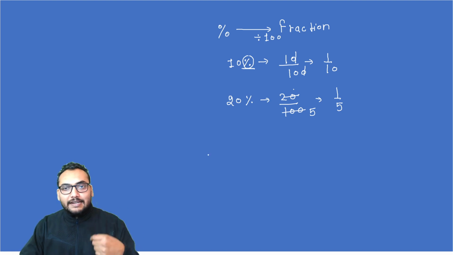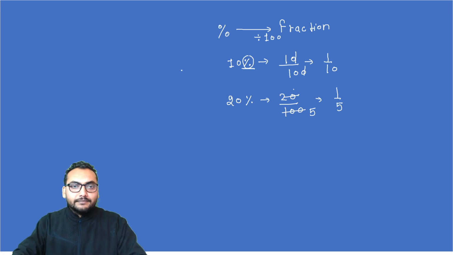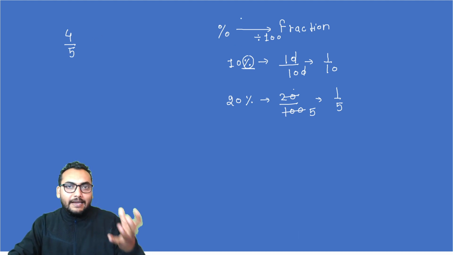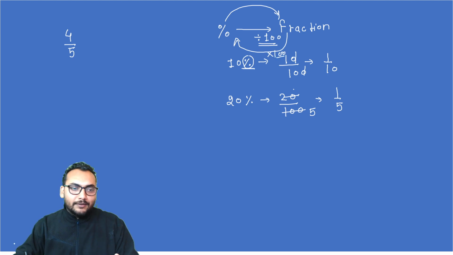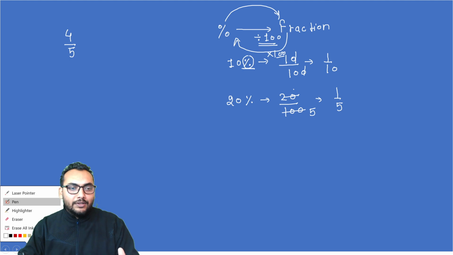Now the question is how we can convert fraction into percentage. Let us suppose I want to convert 4 by 5 into percentage. Here, when converting percentage into fraction, we were dividing percentage by 100. In the same way, if we are converting fraction into percentage, we need to multiply it by 100.